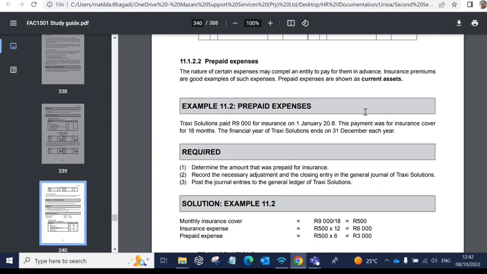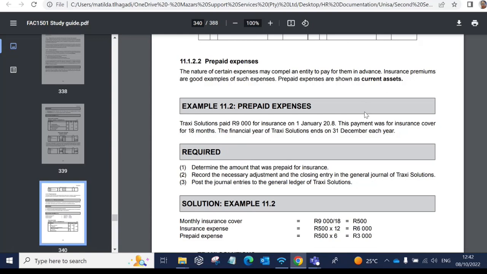So let's look at the prepaid expense. The nature of certain expenses may compel the entity to pay for them in advance. Insurance premiums are good examples of such expenses. Prepaid expenses are current assets.